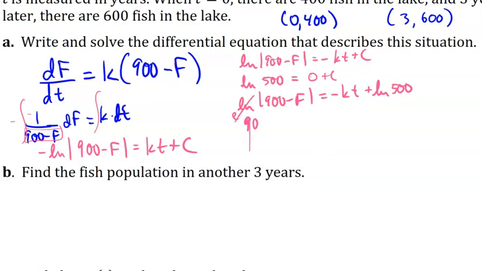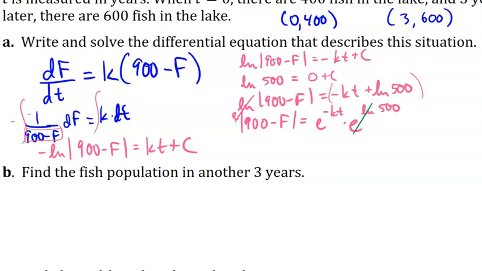So I have 900 minus f, absolute value bars, is equal to e to the negative kt times e to the natural log of 500. Remember the properties of exponents here. It's not going to be e to this plus e to this. It's e to the entire quantity, and then I can break that into 2 bases. All right, so that's going to cancel out over there.